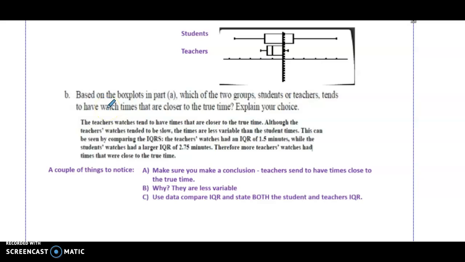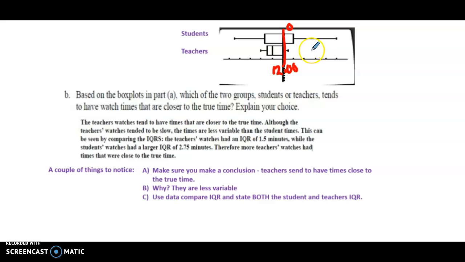All right, now, based on the box and whisker plots in Part A, which I have listed up here, which of the two groups, students or teachers, tends to have watch times closer to the true time? Now, how are we going to figure out what the true time is? Remember, the true time here is going to be 12 o'clock. This is basically our point of 0. Anything above 12 o'clock is going to be above the true time. Anything below 12 o'clock, or 0, is going to be negative.